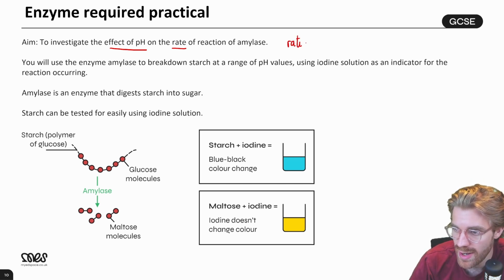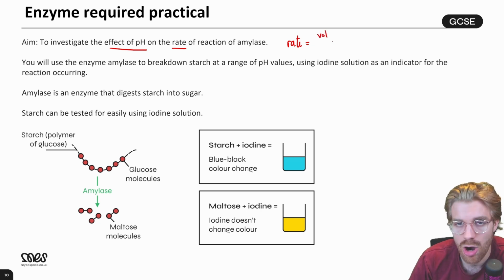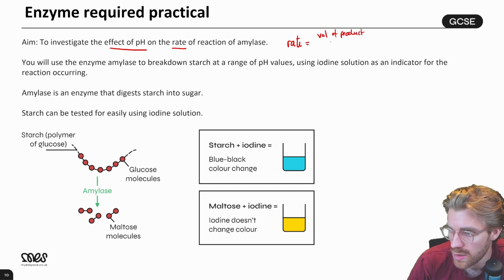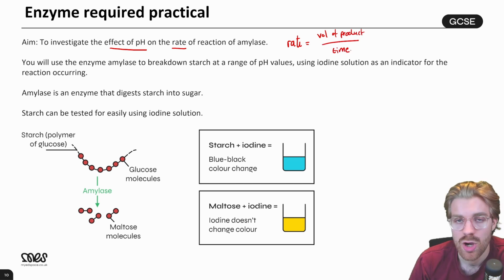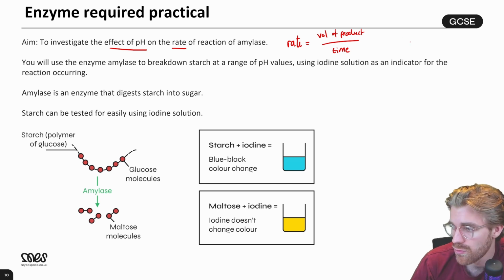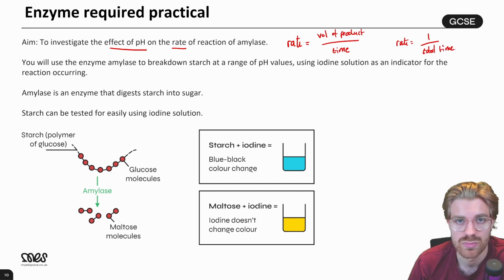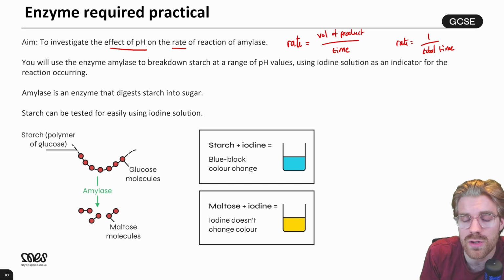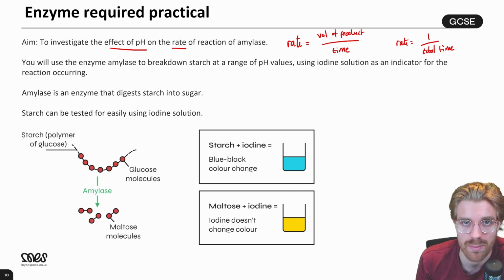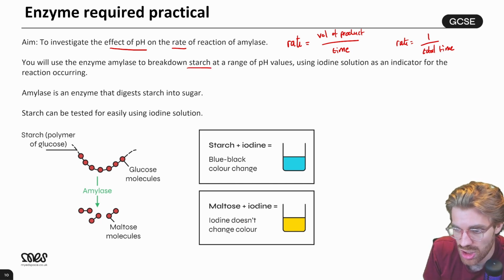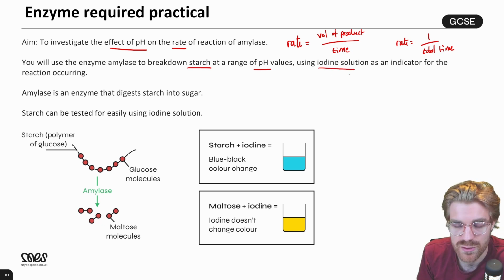We could measure our rate as our volume of product over time. Or we could measure our rate as 1 over the total time of the reaction. So 1 over how long it takes for all of the reactant to be used up and to be broken down. We're going to use the enzyme amylase to break down starch at a range of pH values, using iodine solution as an indicator for the reaction occurring.